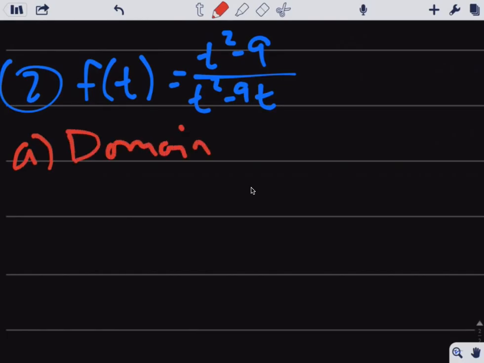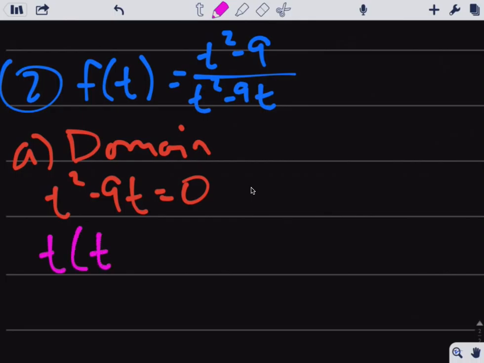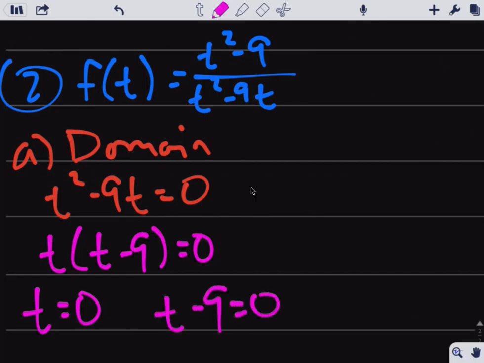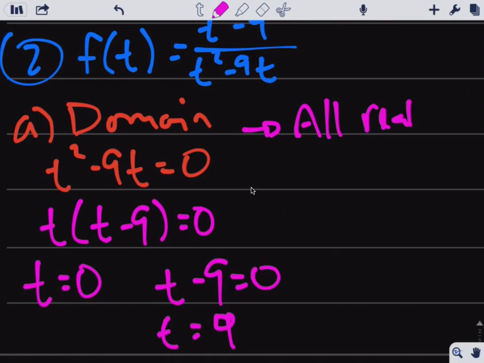Okay, so that means at the bottom, t squared minus 9t equal to 0. And I solve. GCF of t, pull it out, set it equal to 0. t is equal to 0, t minus 9 is equal to 0, so we get t equal to 9 here. And so our domain is all values except 0 and 9.